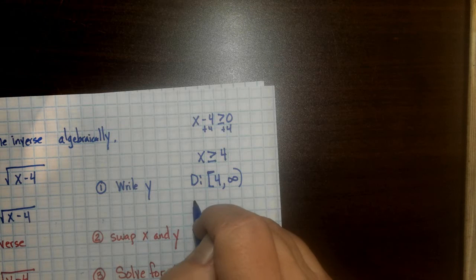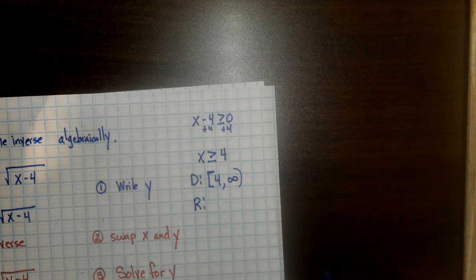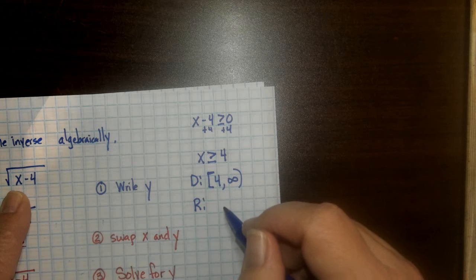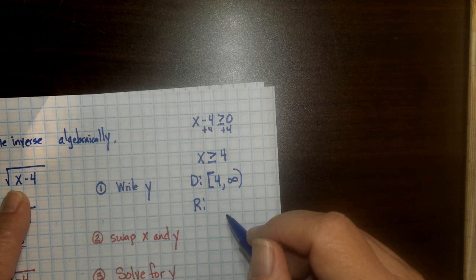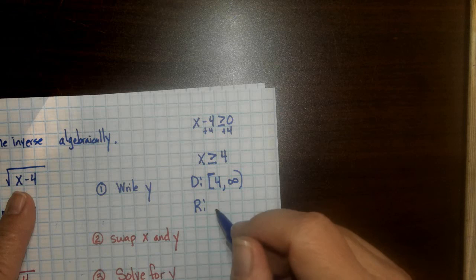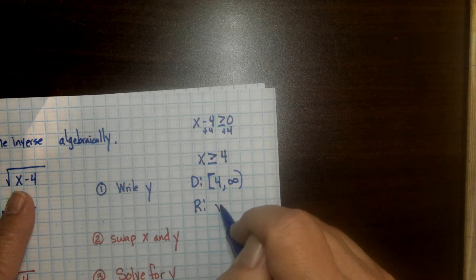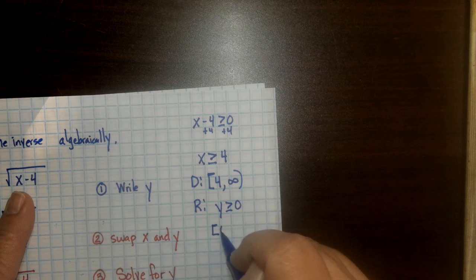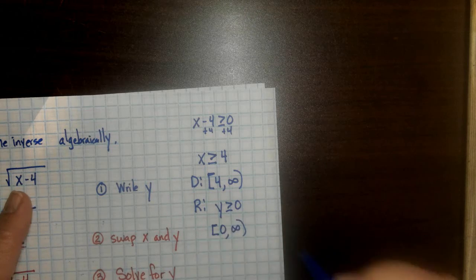All right, what about my range for this function? If I take the square root of 4, I know I'm going to get 0. Is my square root ever going to come out negative? So you see that your range is going to be all y's greater than or equal to 0, or 0 to infinity, like that.